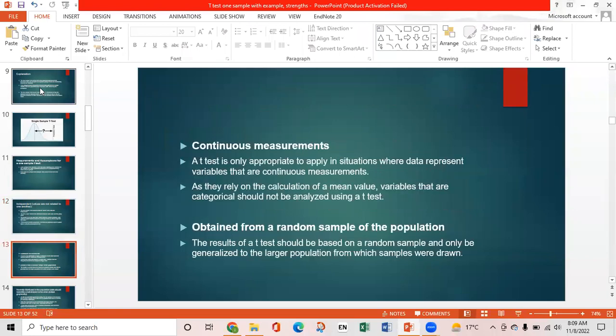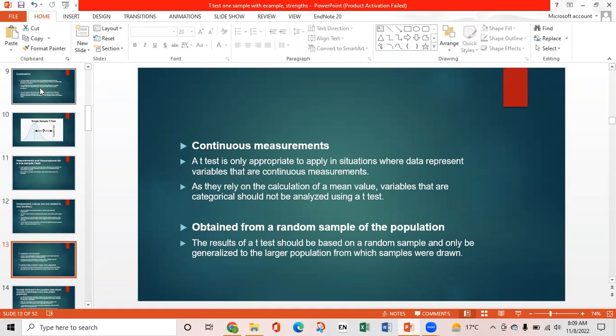Second, it should be a continuous measurement. A t-test is only appropriate to apply in situations where data represent variables that are continuous measurements. As they rely on calculations of a mean value, variables that are categorical should not be analyzed using a t-test.